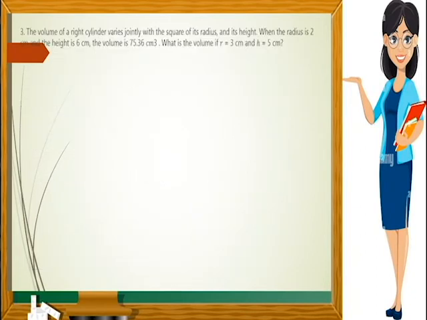For example number 3, the volume of a right cylinder varies jointly with the square of its radius and its height. When the radius is 2 cm and the height is 6 cm, the volume is 75.36 cubic centimeters. So what is the volume if R is equal to 3 centimeters and the H is 5 centimeters? Okay, so let us identify the given.